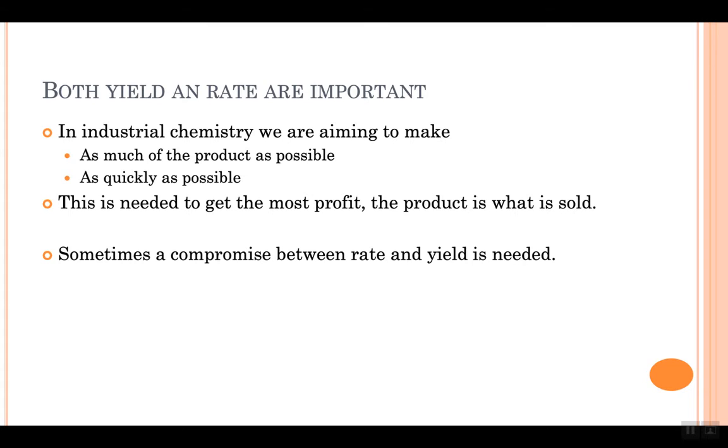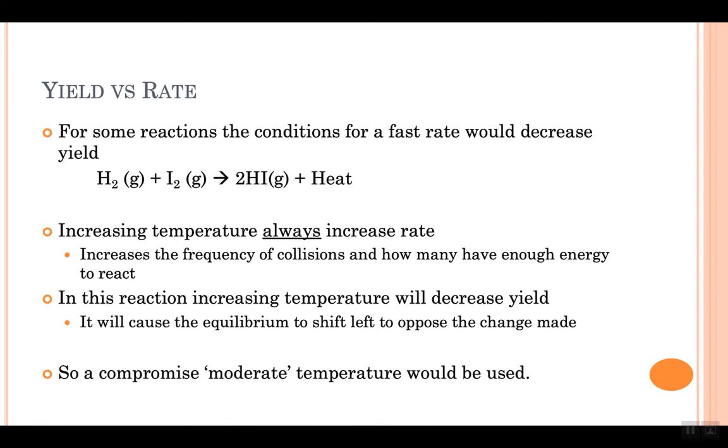Remember, what we're looking for is to get as much of the product as possible, but also as quickly as possible, which means sometimes we've got to compromise. As an example, if we think of temperature, the same principle could be applied for pressure, and for dilution, because of course if you dilute something, you're reducing the concentration. But let's look at a temperature example.